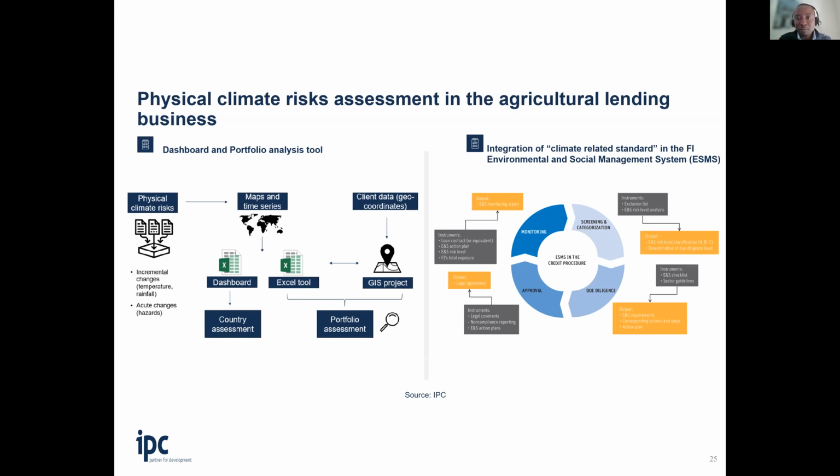So we have already, for most of the financial institutions we are working with, this system in place, but the main idea for this approach is how we can integrate the climate vulnerability assessment within the already established procedures. This comes because a lot of DFIs, development financial institutions or investment banks, mostly require to integrate the climate-related consideration within the environmental and social management system.